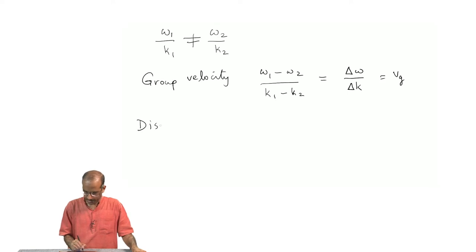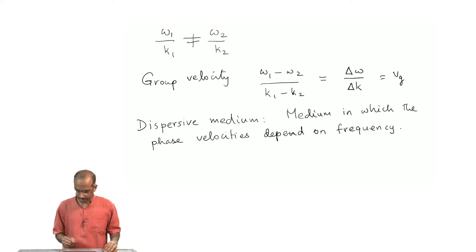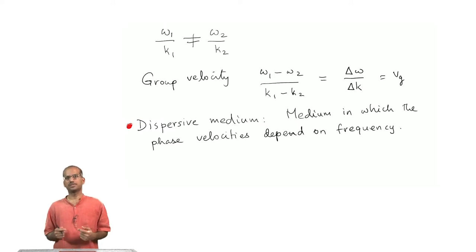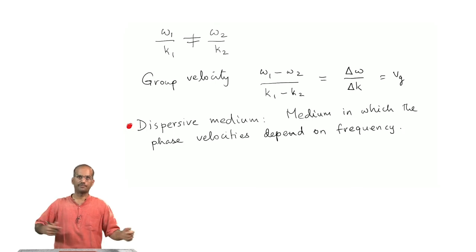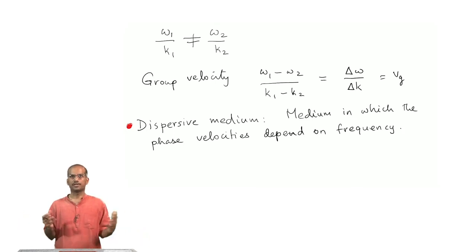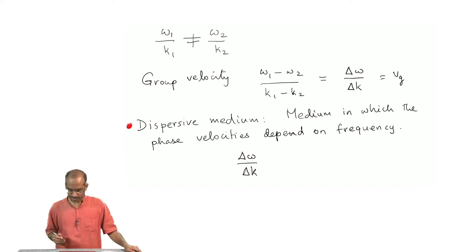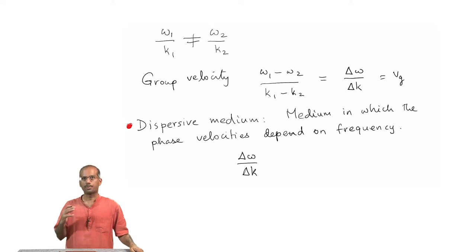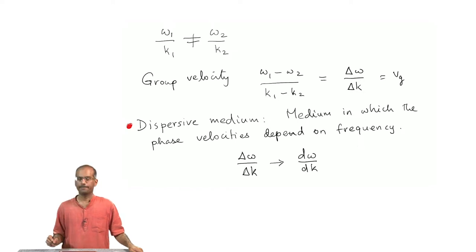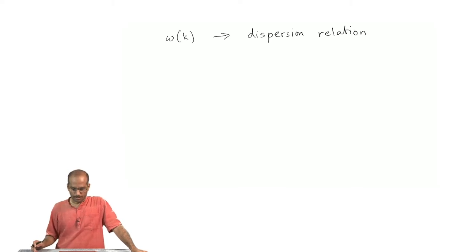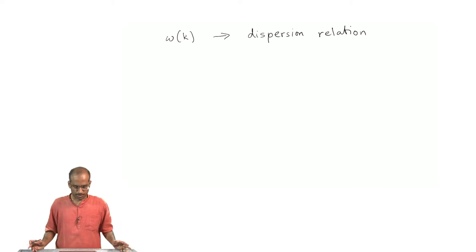Now, we can of course more clearly express this idea of dispersion in terms of what is called a dispersive medium. A dispersive medium is a medium in which the phase velocities depend on frequency. If phase velocities depend on frequencies, each component of the wave that makes up the group is going to travel at different speeds. So, it is going to disperse the initial profile that you had started out with. Delta omega by delta k, in the case where you have a large number of such waves superposed together to form a group, would translate to become d omega by d k. So, once you know omega of k, you could find d omega by d k, find the group velocity and determine if there is going to be a dispersion or not.